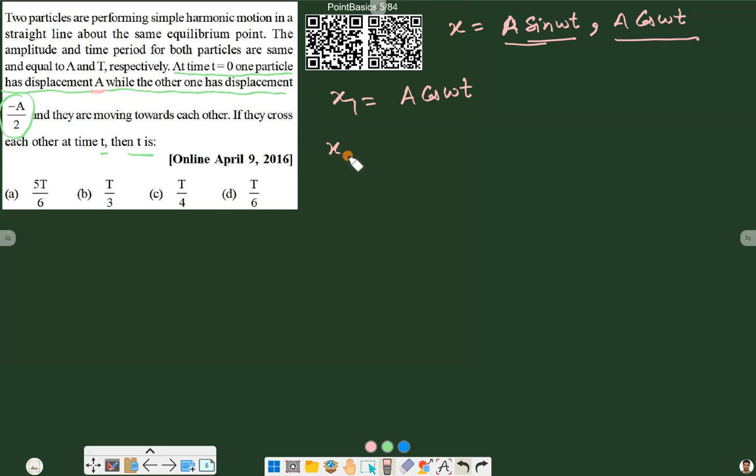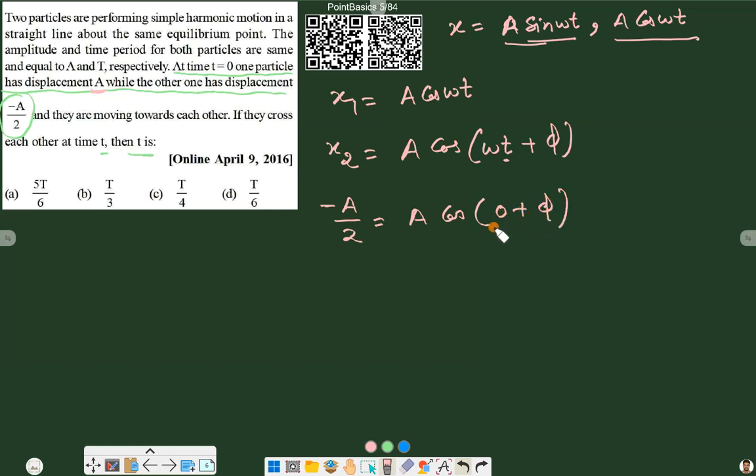So for x2, we know that at time equals 0 it has some displacement, so we will add some phase to it, so it will become a cos of omega t plus phi, where phi is the phase difference between both of these. And now we will calculate phi, because at t equals 0, x2 is minus a by 2, so minus a by 2 is equal to a cos of 0 plus phi. So a gets cancelled, and here we have negative half is equal to cos phi.